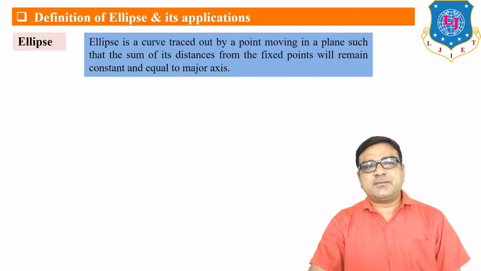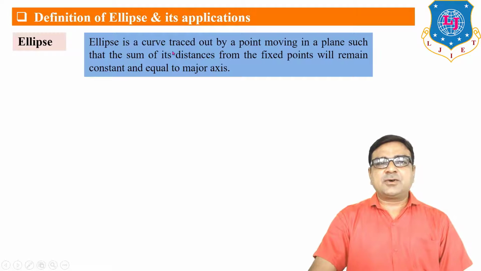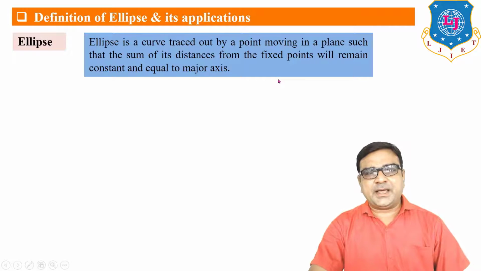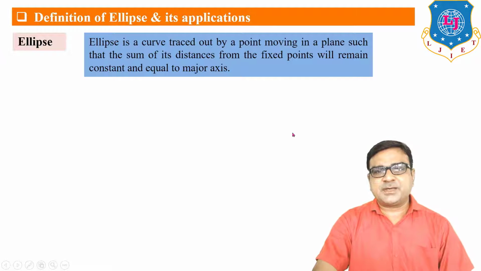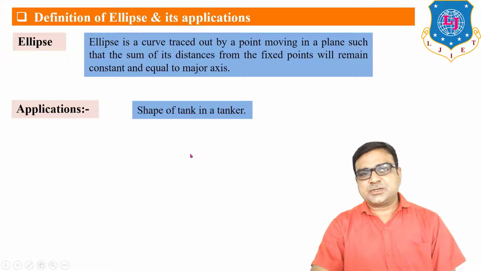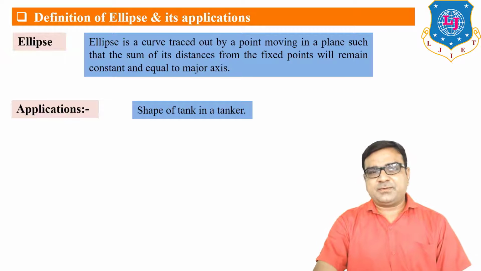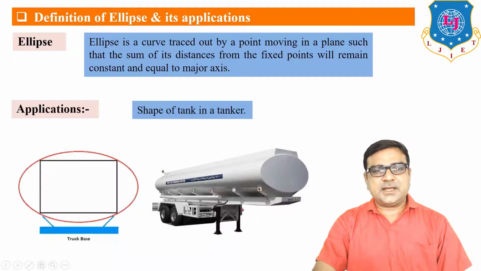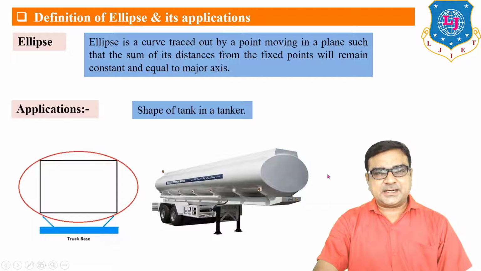Now let us see the definition of ellipse. An ellipse is a curve traced out by a point moving in a plane such that the sum of its distances from two fixed points remains constant and is equal to the major axis of the ellipse. Now what are the applications of ellipse? The ellipse curve is used in the shape of tanks like this. You can see the milk tank or water tank. The shape of the periphery of the tank is exactly an ellipse.